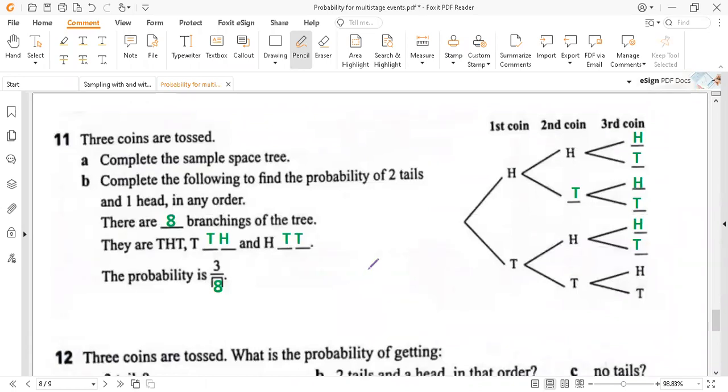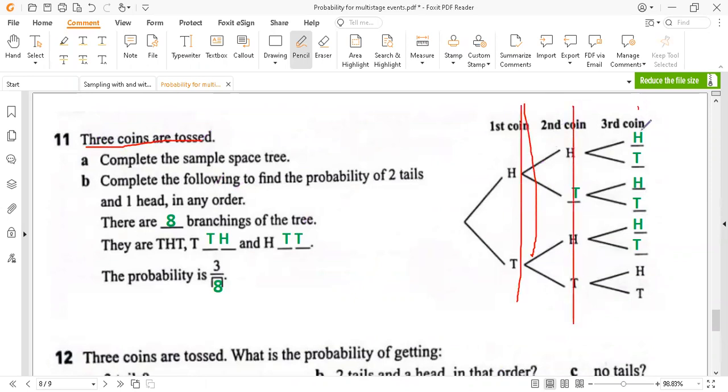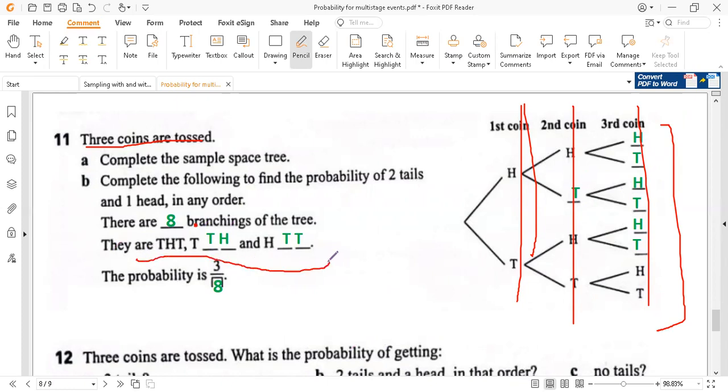For example, the study or the experiment can consist of more than 2 events, such as 3 events. For example, they ask us: 3 coins are tossed. When the first coin is tossed, when the second coin is tossed, when the third coin is tossed, normally we can obtain by tossing a coin head or tail. Similarly, head or tail, similarly head or tail. So in total, the number of outcomes is equal to 8, and we have 8 branchings.